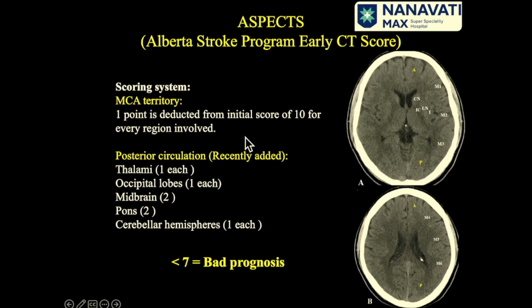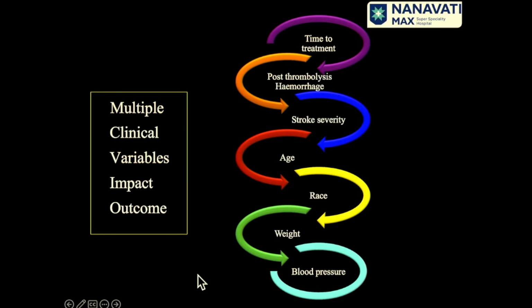This is quite accurate when you are using CT for early detection of stroke, and it's so accurate that now it has been put on MR and also put in posterior circulation. This was added about 3 years back, and it divides the posterior fossa into thalami, occipital lobes, midbrain, pons, and both cerebellar hemispheres. Again, the outcome depends on what the score is.